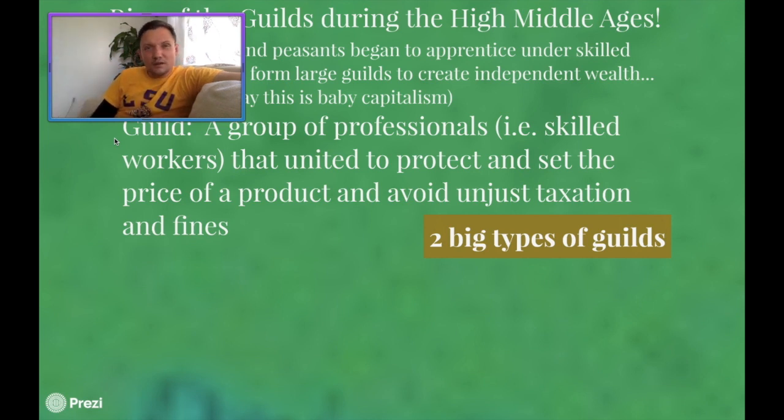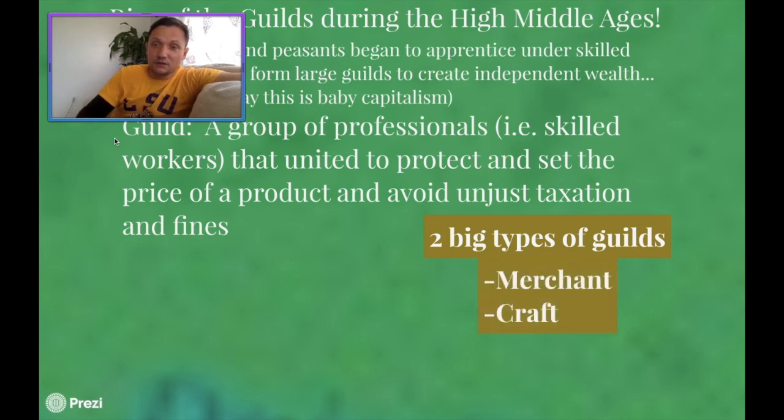Now, if you were to break guilds down into certain groups, you'd have 2 big types of guilds, all right? One of these guilds would be a merchant guild, and the other one would be a craft guild, right? Now, what I've been talking about this whole time, Olivia would learn under Molly on how to be a blacksmith, right? So that's a craft guild, okay? That's a skill. That's a specific thing.